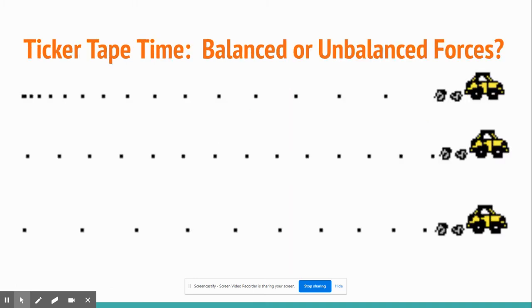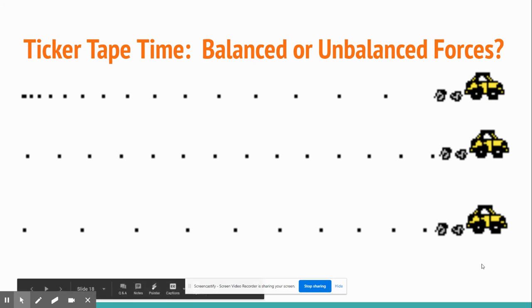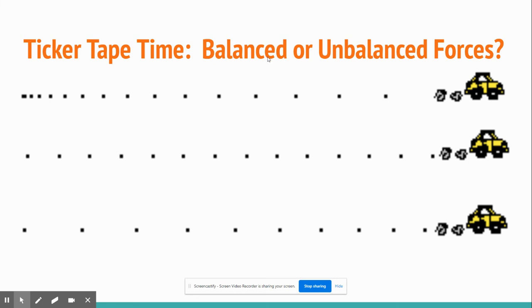Oh, here they are again. They didn't go away. Back to these ticker tapes. All right. So this time we're throwing in something else, though. We want you to tell us, would these forces be balanced or unbalanced? So let's look. Here's the first one. Starts out close together and then gets further apart. So that tells me that this car is speeding up. It is accelerating to the right. If it's accelerating, that tells me there has to be unbalanced forces on it because there is a change in its motion.